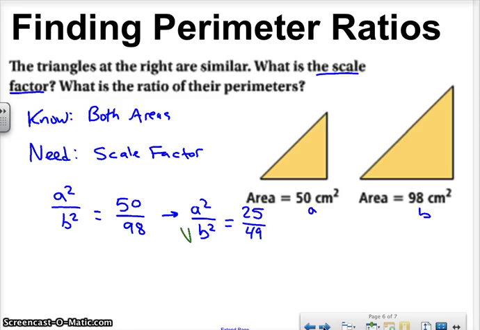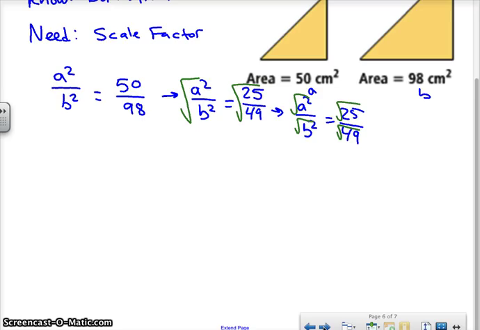The way we're going to solve this is take the square root of both sides, which is really like taking the square root of every individual piece of our proportion. So I can take the square root here and here and here and here, and those are all things I know how to do. The square root of a squared is a, the square root of b squared is b. The square root of 25 is 5, and the square root of 49 is 7. So this is going to be our answer. A to b is 5 to 7. So the scale factor is 5 to 7.